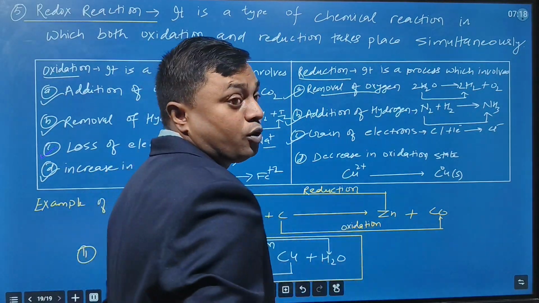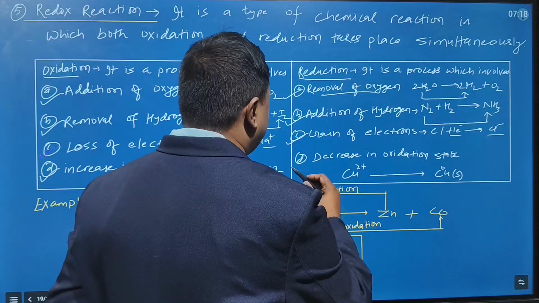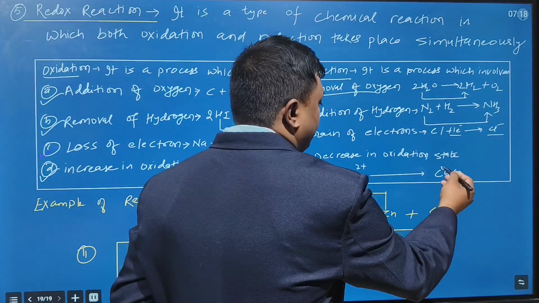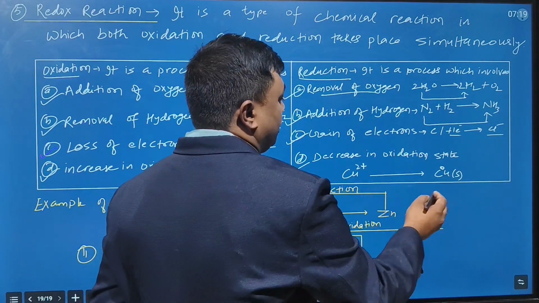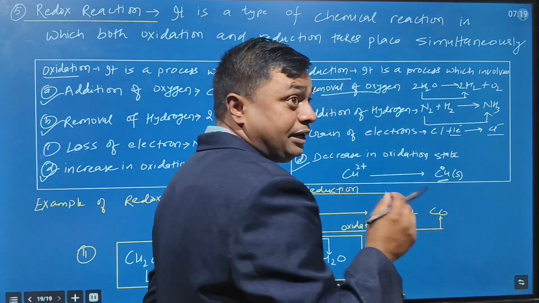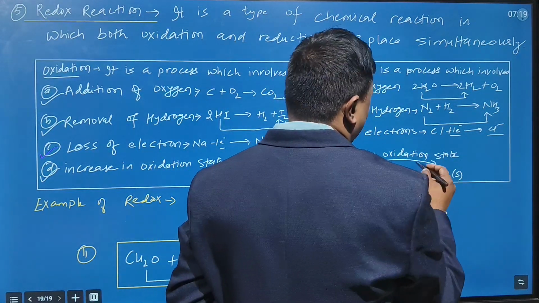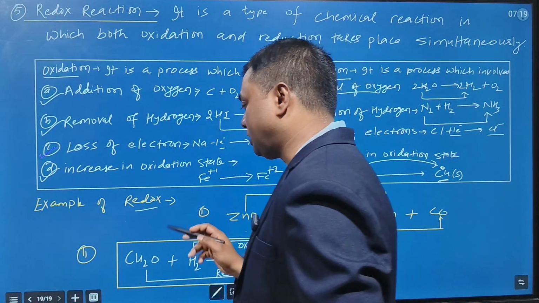Or gain of electron, like whenever chlorine gains one electron it becomes Cl minus ion. Another is a decrease in oxidation state, like copper plus 2 to copper plus 1 or 0 also you can say. Here the oxidation state is 2. For any element in its elemental form, oxidation state is 0. So here what is happening? Decreasing oxidation state is a reduction.